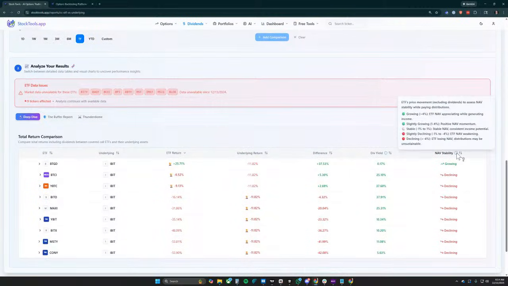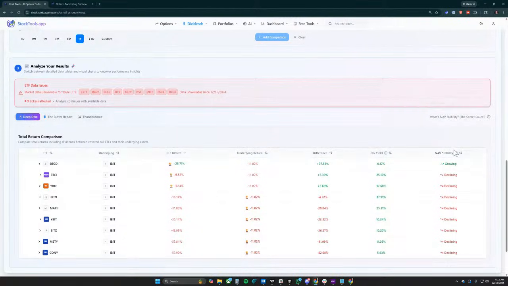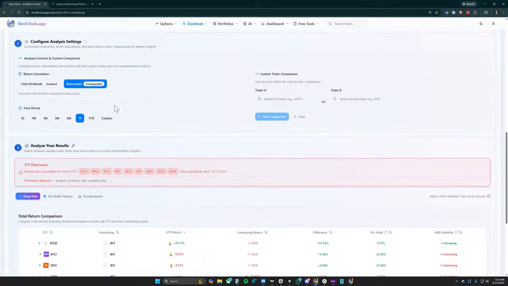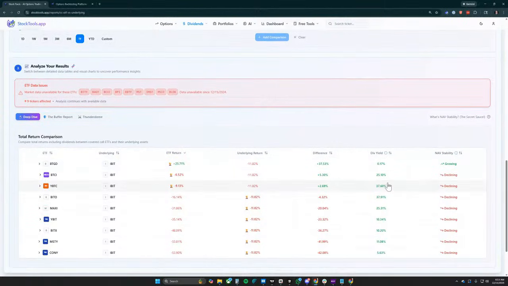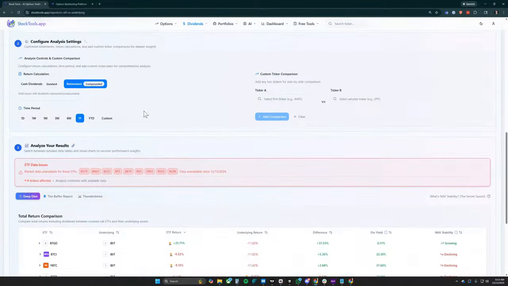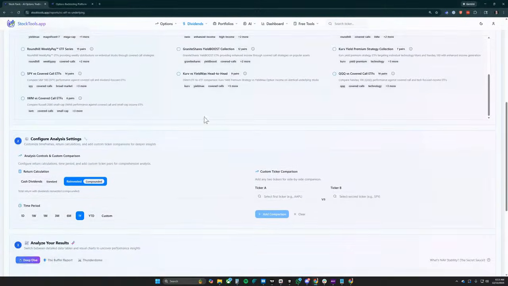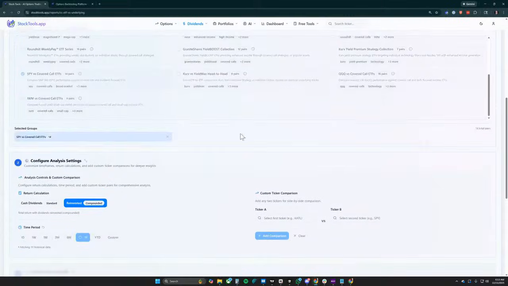This is something I've been trying to figure out as well, like NAV stability, where can this thing be supported, considering its payouts, right? So these have a declining NAV. There are some of the other funds, like we can switch to all the SPY funds.